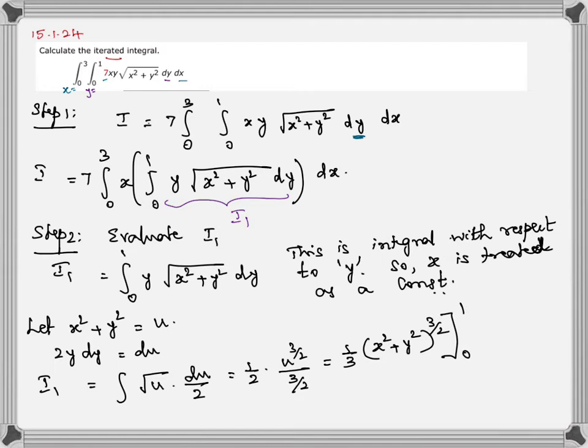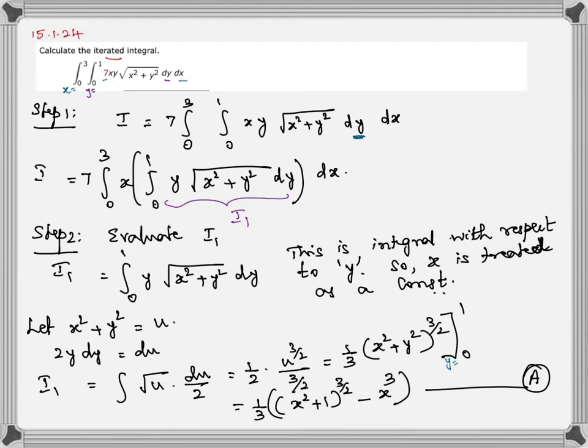So the limits are only for y, so keep in mind you are going to plug in only for the variable y. So it will be 1/3 times (x squared plus 1) to the power 3/2 minus x squared to the power 3/2. That will be x cubed. Everything is inside the parentheses and 1/3 lies outside. This is the value of the inner integral I1.